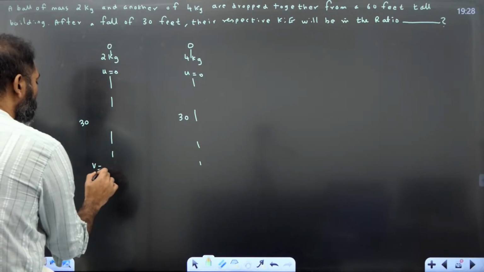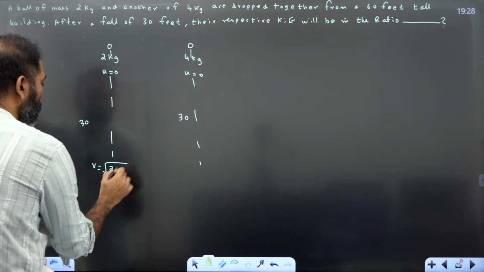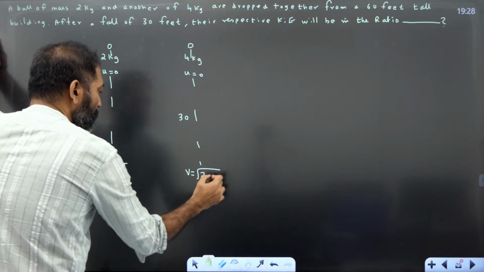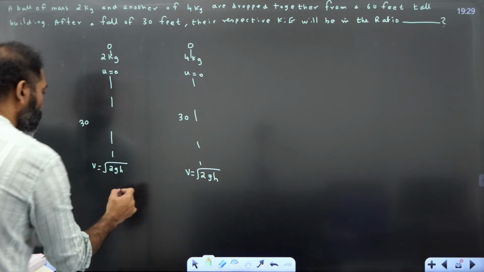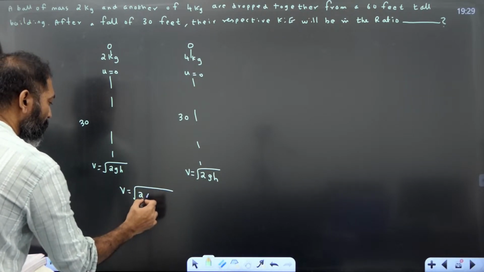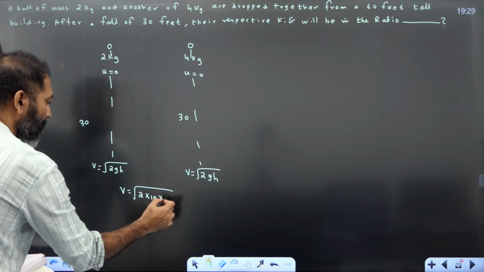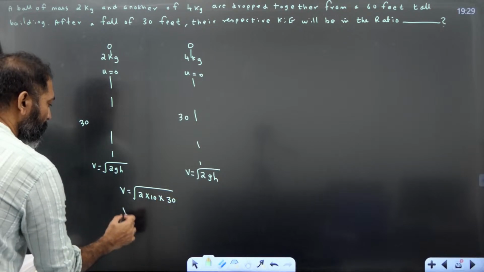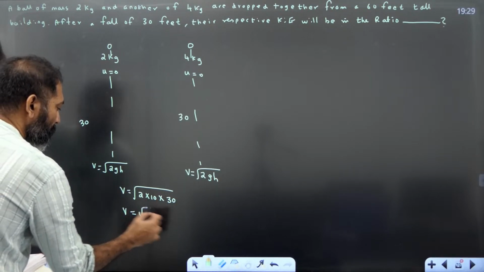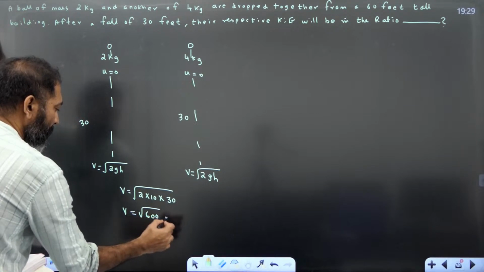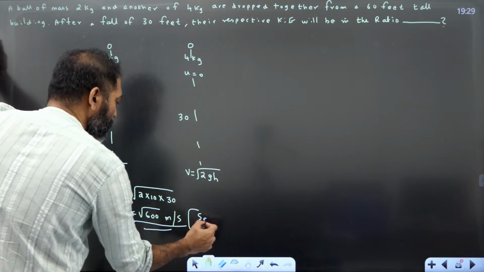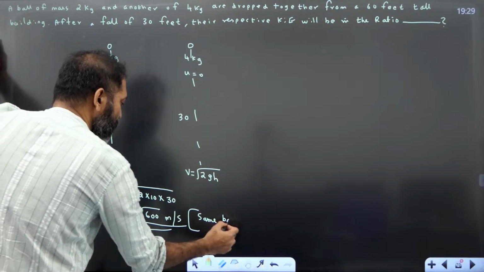Velocity is root 2gh. So velocity is the same. Root 2 into 10 into height, I am taking 30. So what is the velocity? Root 300 into 2, root 600. The velocity is the same for both masses.